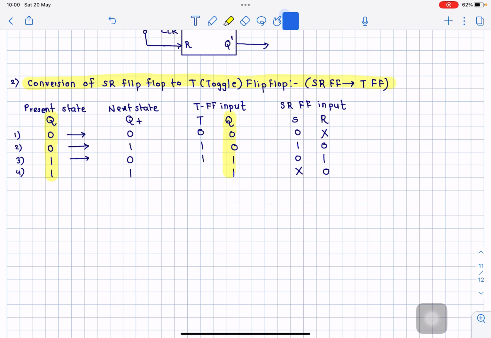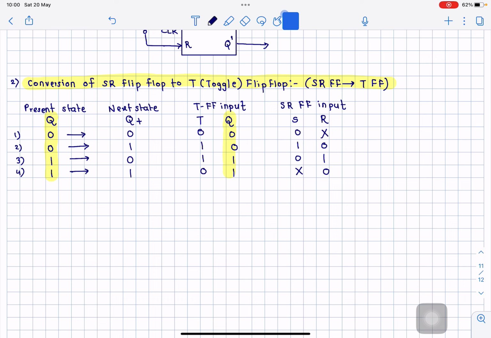And when you want the fourth case, the present state is 1 and the next state is also 1. That means no change, no toggle. When you want no toggle, T input should be 0. Okay, so this is the table.